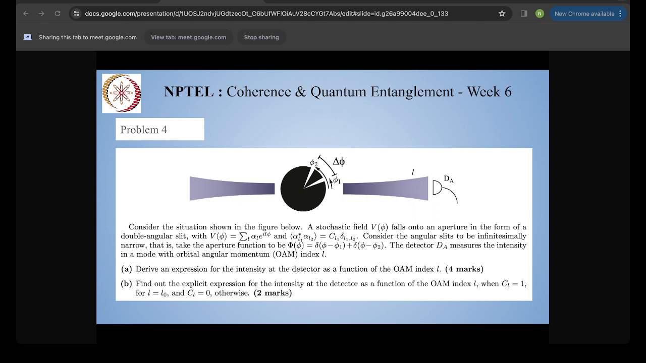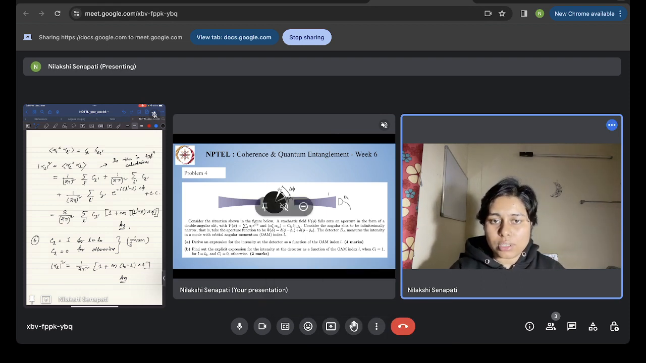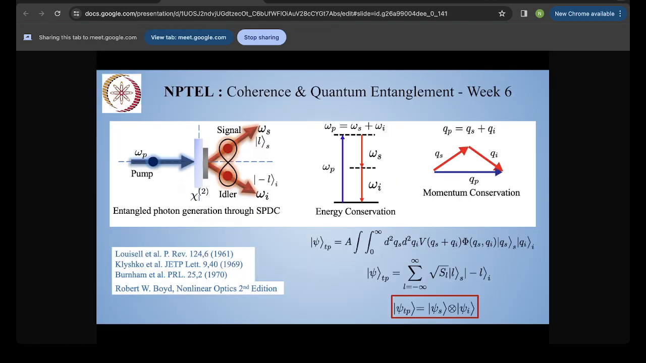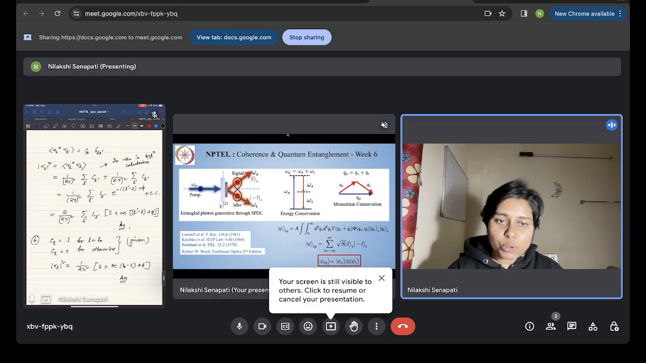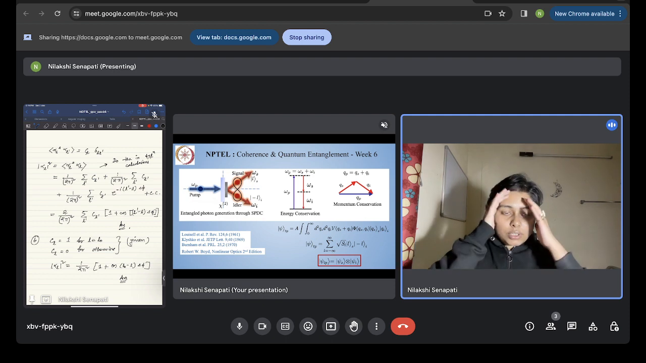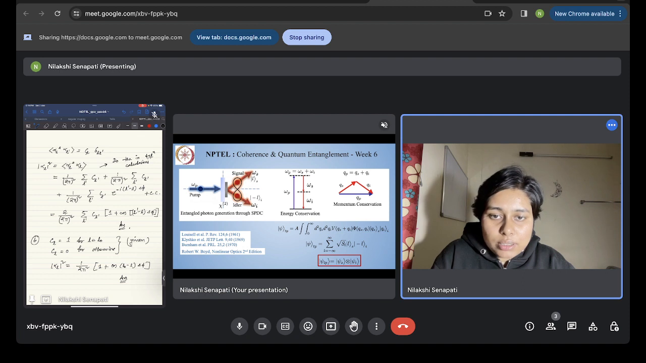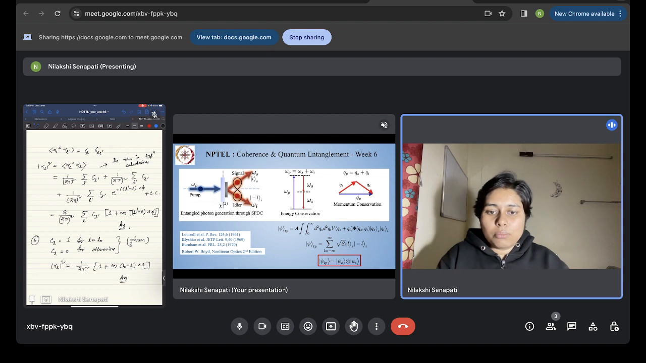Before that, let us wait for 2 more minutes before this discussion starts. Then I will again discuss nonlinear optics, what spontaneous parametric down conversion is. You also learned about difference frequency generation and sum frequency generation in your lecture, and today we will discuss spontaneous parametric down conversion with slides, and I will formally introduce quantum entanglement. So let us have a break of 2 minutes again, and then we will start.